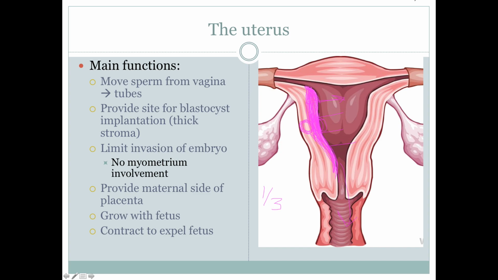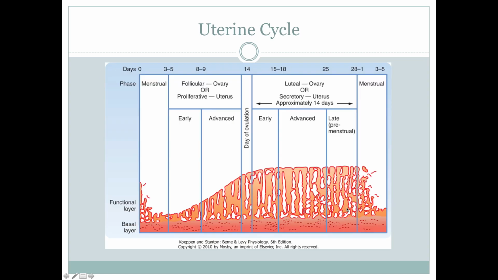Can't wait. It grows with the fetus. There's rugae, and then all this muscle helps to expel the fetus. If there is no fetus in there and it's just going to slough the wall off, then it contracts to expel the menstrual fluid.